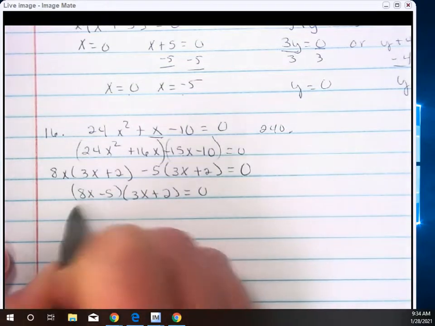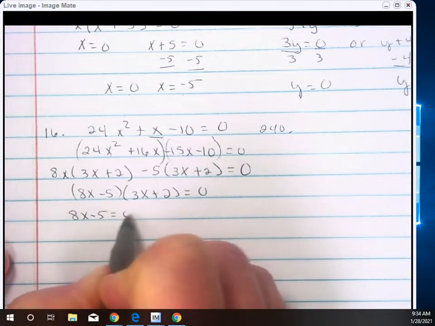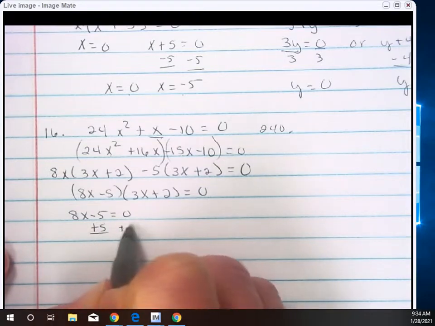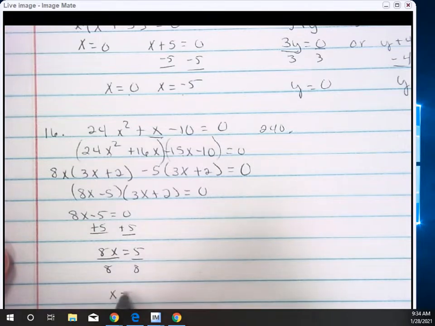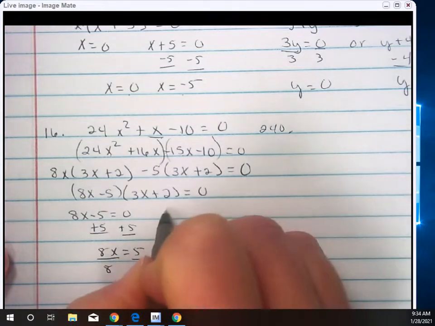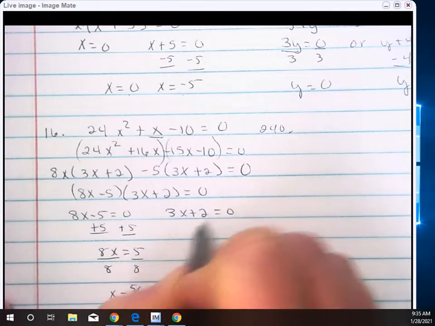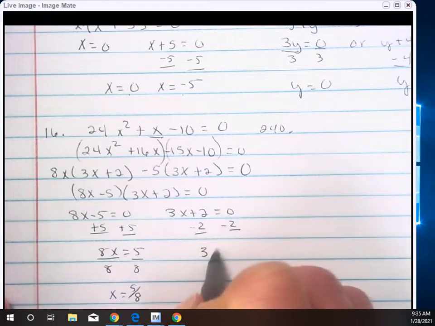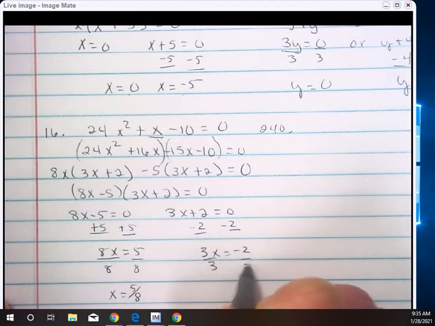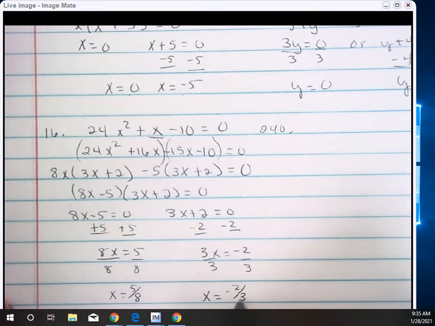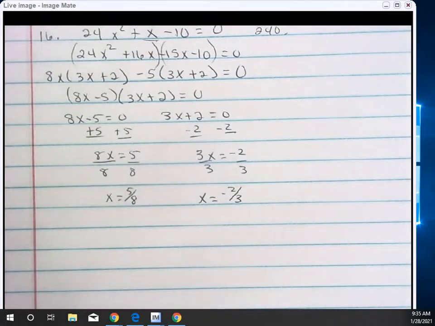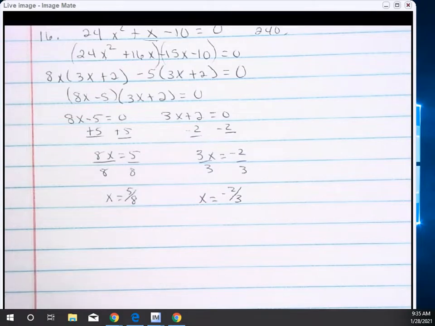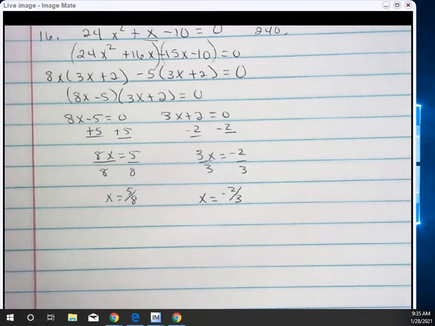And now each of those equal to 0. So 8x minus 5 equals 0. We're going to add the 5. 8x equals 5. Divide by 8. So x is 5/8. We're going to set the 3x plus 2 equal to 0. We're going to subtract the 2 and divide by the 3. And x is a negative 2/3. Okay, so using our techniques from back in chapter 3.